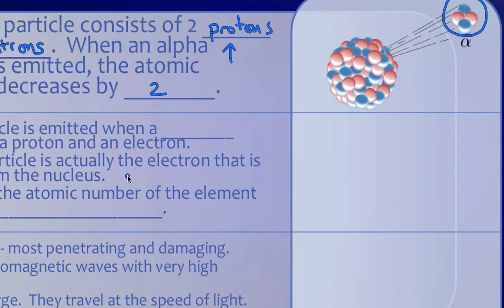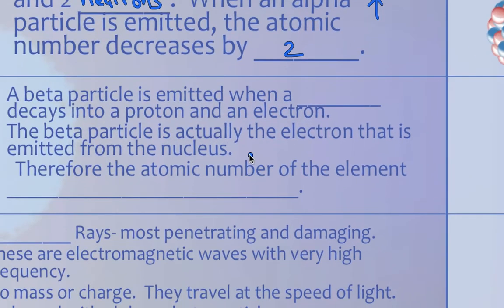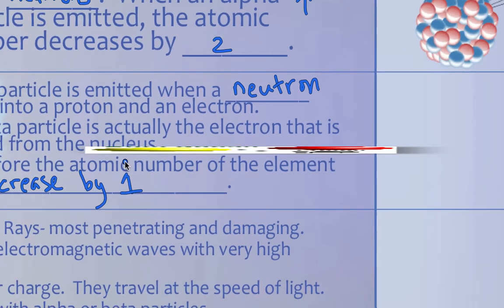Now, a beta particle is given off during beta radiation. It's emitted when a neutron decays into a proton and an electron. The beta particle is actually the electron that's emitted from the nucleus. Therefore, the atomic number of the element will actually increase by 1. Let me show you why and how that works.